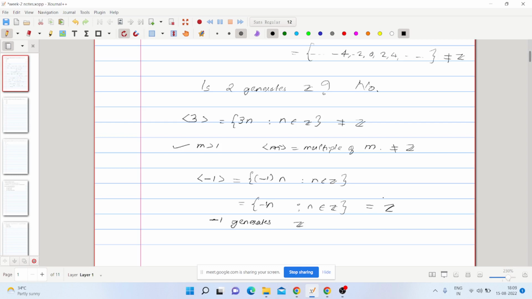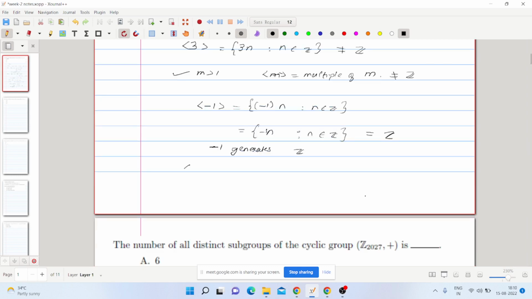So, what about -2? What will be the generator of -2? No, it will not, because it is all -2n such that n in Z. Again, it is the same as the set of all multiples of 2. So this is also not equal to Z. If we take any integer other than 1 and -1, that integer will not generate Z.